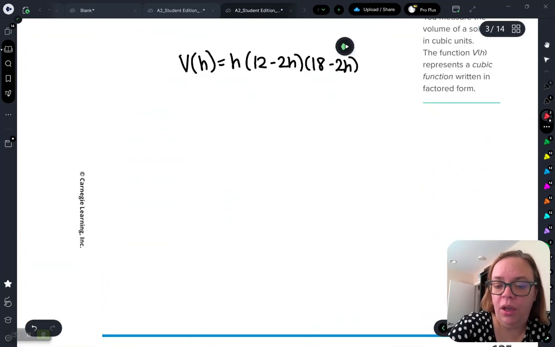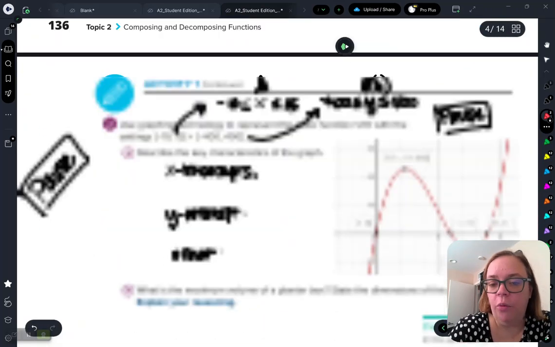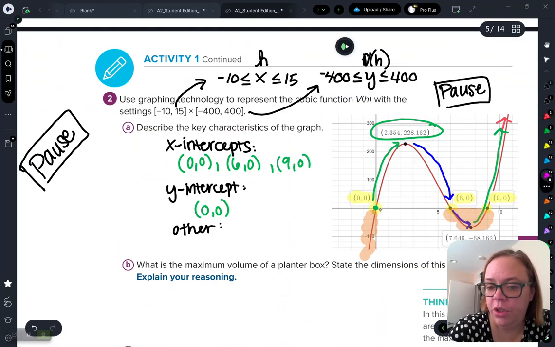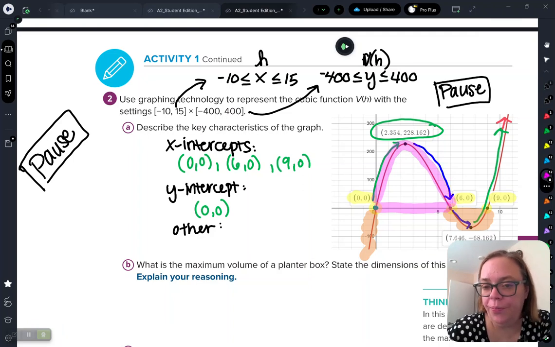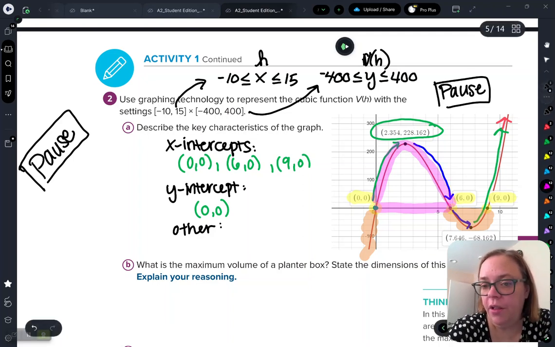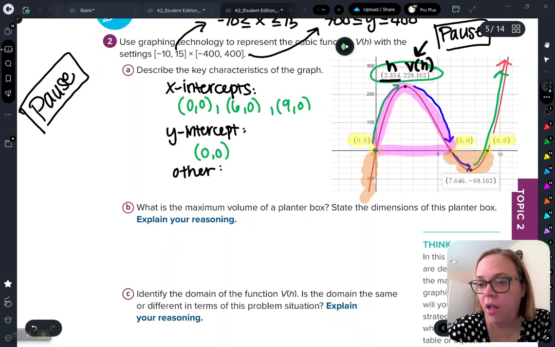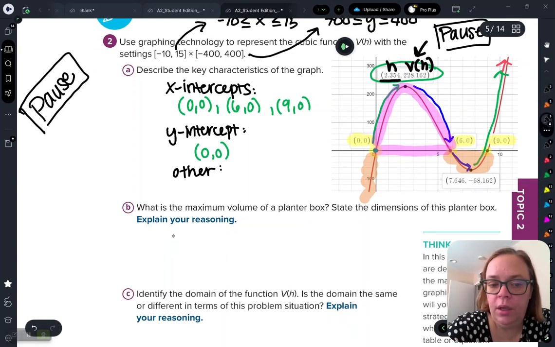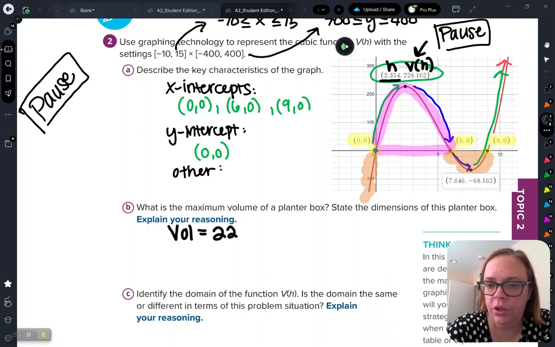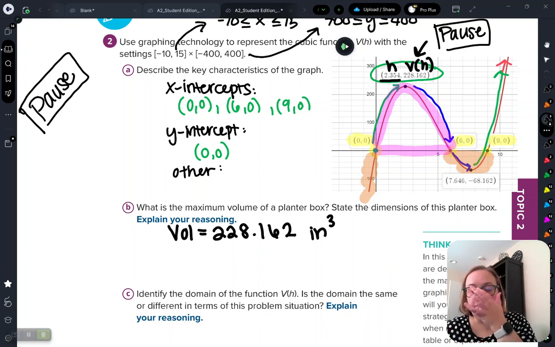So when you look at this graph, we're really only going to focus on the portion where x is between 0 and 6, which is this part right here. And then you can see the largest volume. Well, this is h, and this is the volume at that h. So the maximum volume is 228.162 cubic inches. That's the largest volume you can get.